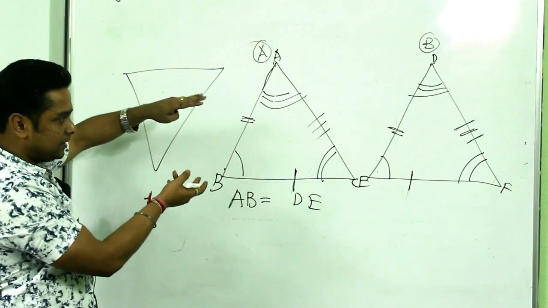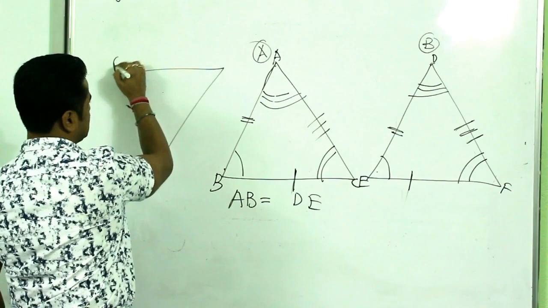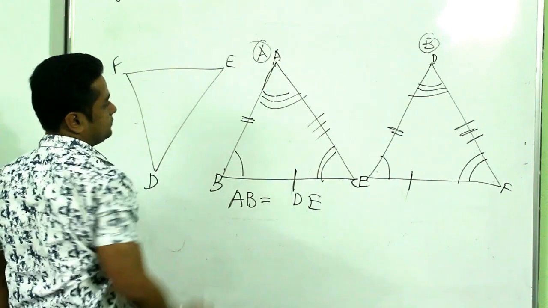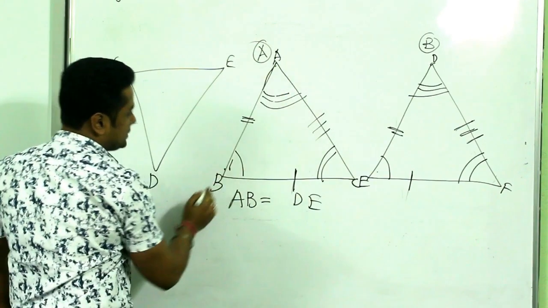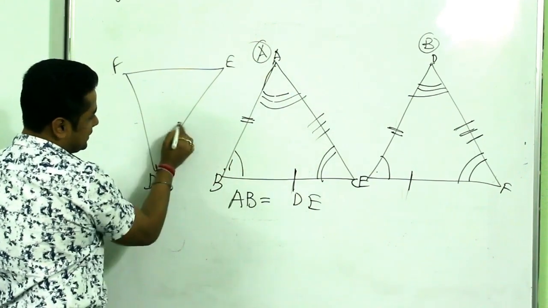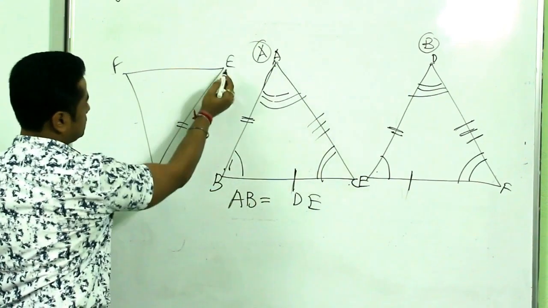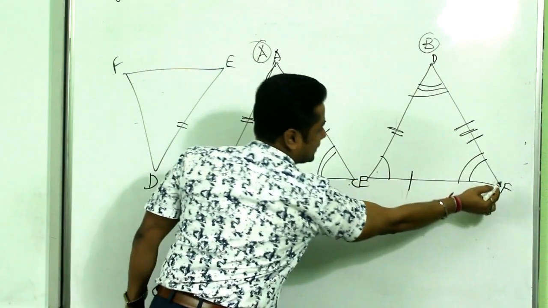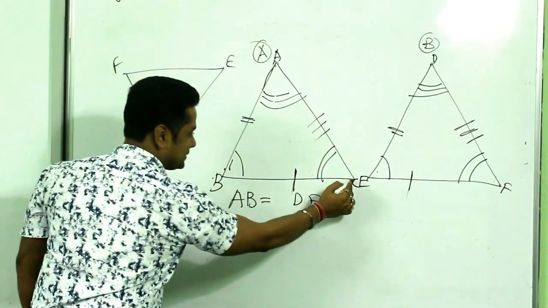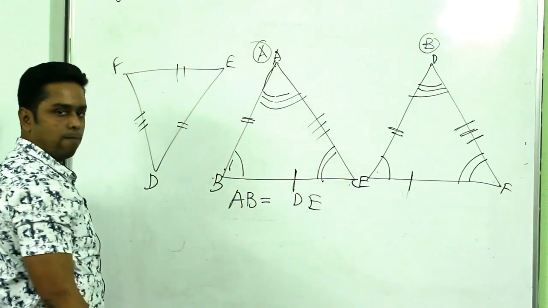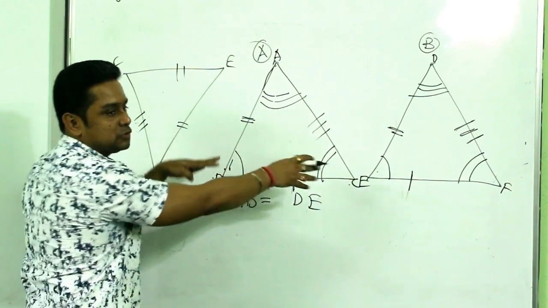What I did? I flipped the triangle. How? Now D is here, F is here, E is here. Something like this. So AB is equal to what? DE. Where is DE? Here. AC is equal to DF. Where is DF? Here. BC is equal to FE. Still they are congruent. It's not that they have to be in the same position.